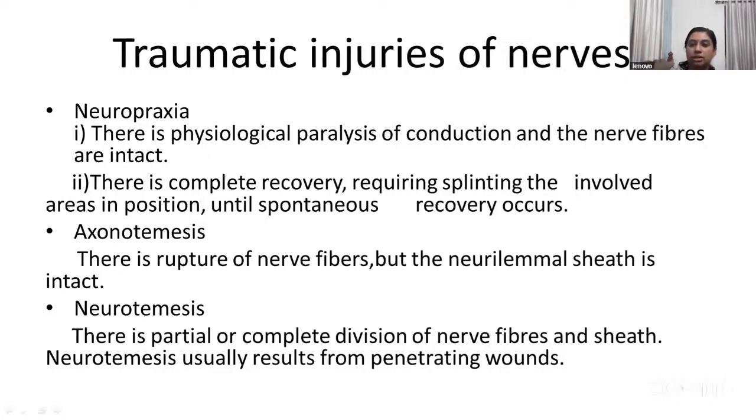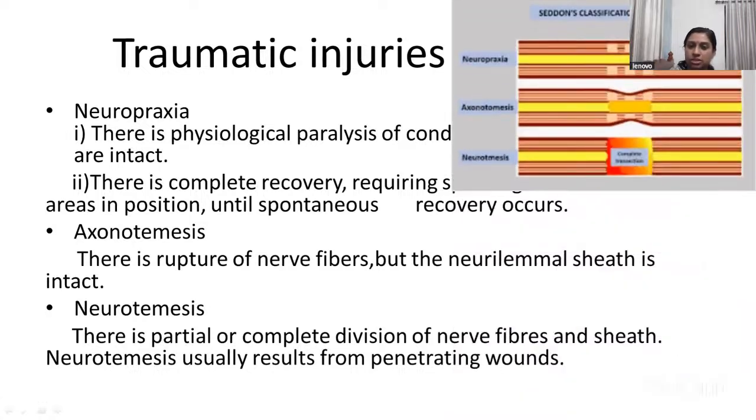Okay. The next injury is neurotmesis. Neurotmesis is the severe form of injury in which complete or partial dissection of the nerve will occur. It usually occurs due to some kind of penetrating wounds. So we cannot expect complete recovery in case of neurotmesis. Okay. So that's about the traumatic injuries of nerves. This classification is called Seddon's classification.